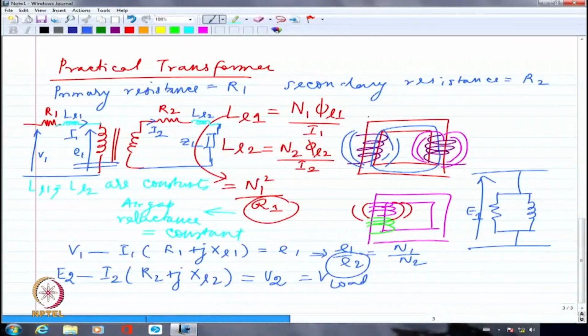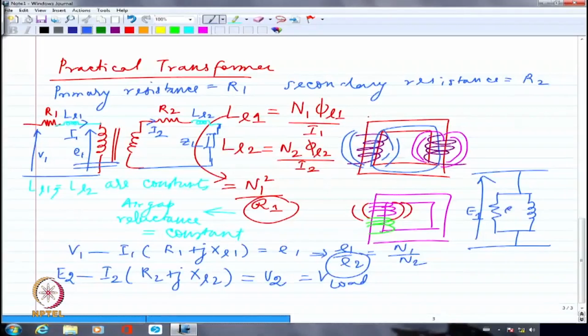The leakage definitely does not link with the secondary coil. So I have to necessarily subtract R1 and XL1 drop before I really say that this is what is the established EMF in the primary which is linking with the secondary. Right? So this value of voltage will be E1.